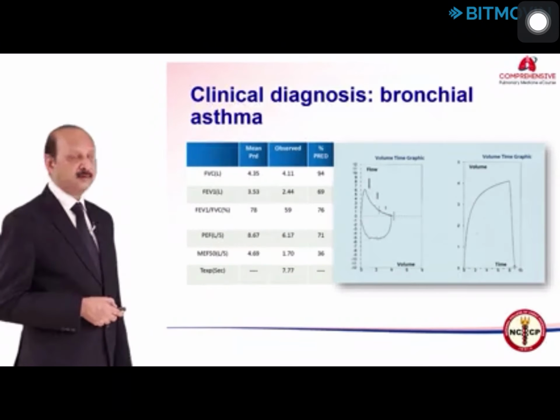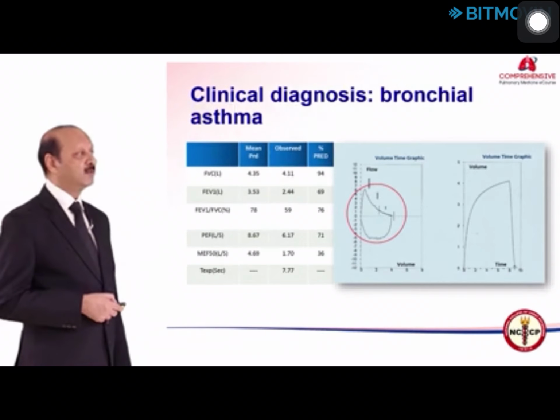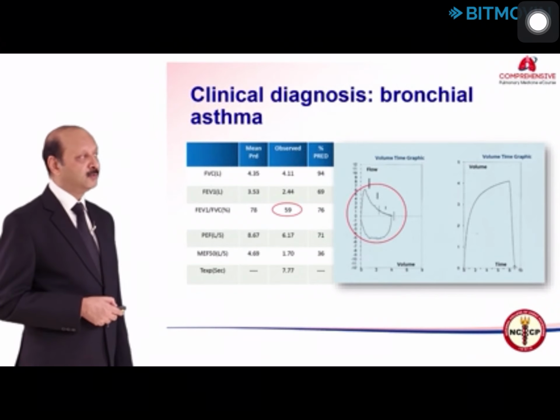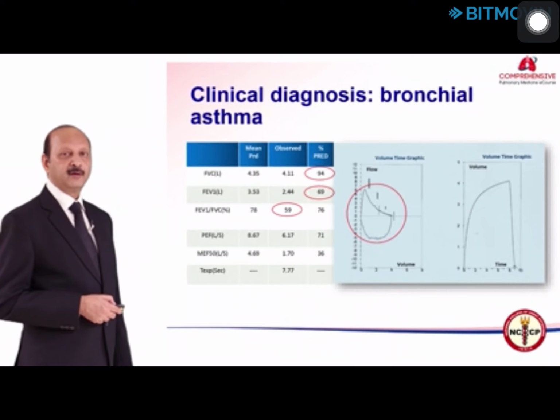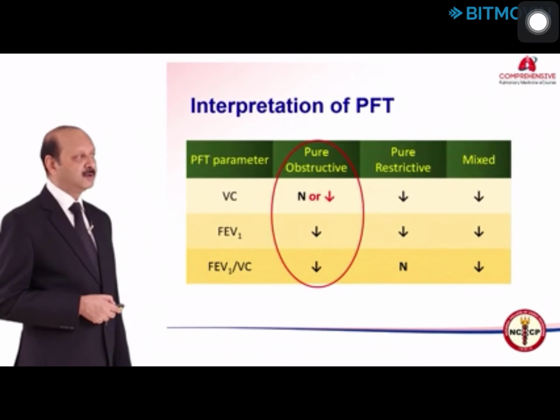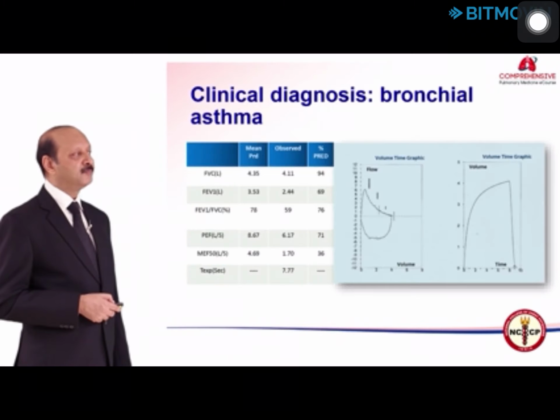Let us see an example. A case of bronchial asthma comes to the lab for checking. Again, do not look at the values, look at the graph first. The graph is acceptable. Look at the ratio of FEV1 by FVC, it is reduced. FVC normal, FEV1 percentage predicted is reduced. So, FVC normal, FEV1 reduced, FEV1 by FVC ratio reduced. So, this is obstruction.